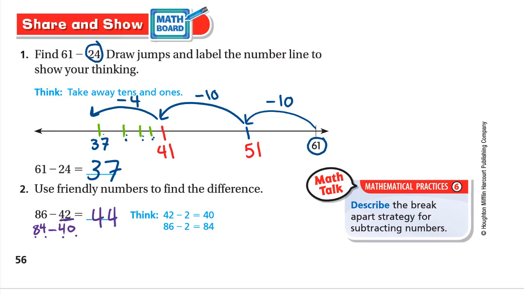Okay, so again, the 42 is close to 40. It means I should subtract 2 from the 42. So I'll go to the 86 and subtract also 2. So the 86 will be 84, and the 42 will be 40. So 84 minus 40 is 44.